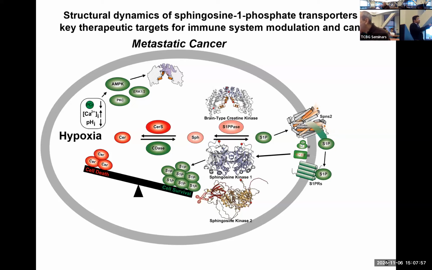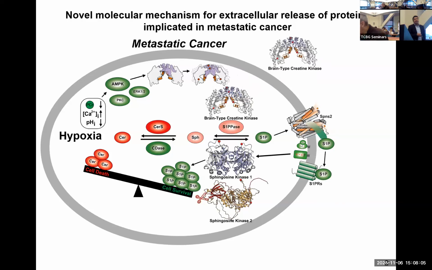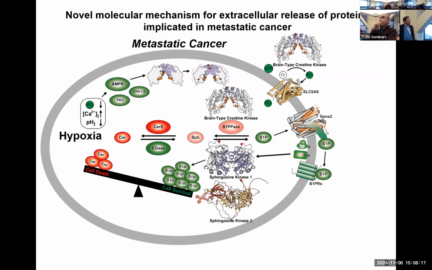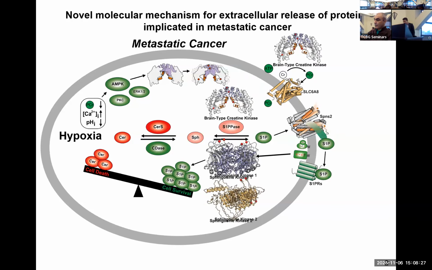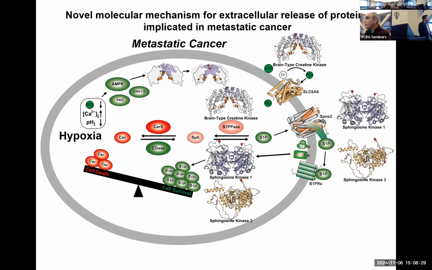But going back to these kinases that are phosphorylated under these conditions, for instance, in the case of brain-type creatine kinase under hypoxic conditions, they can be released from cells using an unknown mechanism, and extracellularly, they can use extracellular ATP to generate phosphocreatine, which then will be imported back into cells to compensate for the low energy status of the cell. The same is true for sphingosine kinase 1 and sphingosine kinase 2.